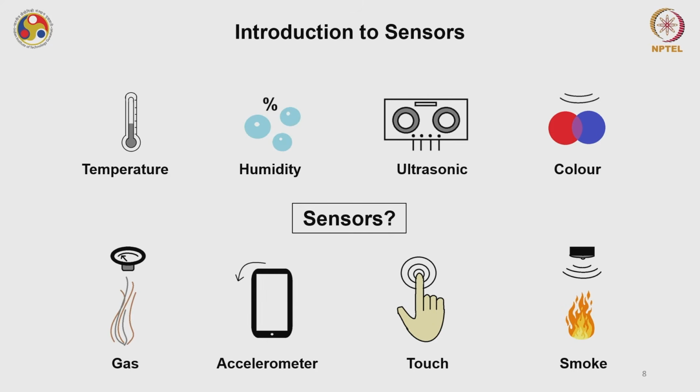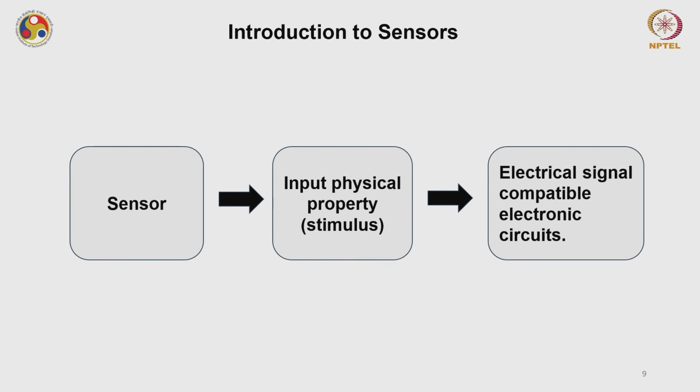Similarly, you have fire alarms, accelerometers, and chemical sensors to monitor gas, and so on. If I have to define a sensor, I can say that a sensor is a device, a system, where you have some input physical property in the form of a stimulus, and it converts that input stimulus to a readable output format. Mostly this readable output format for our course will be electrical in nature. This electrical signal also has to be compatible with the next stage.